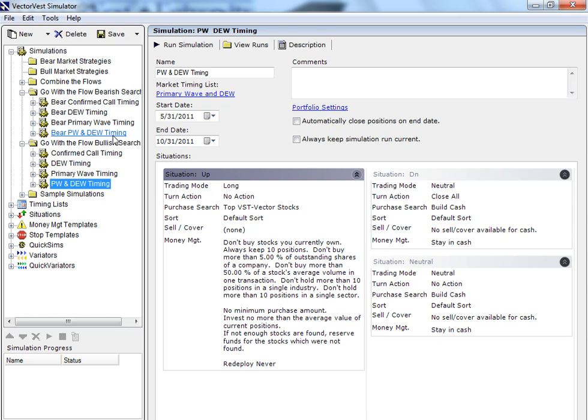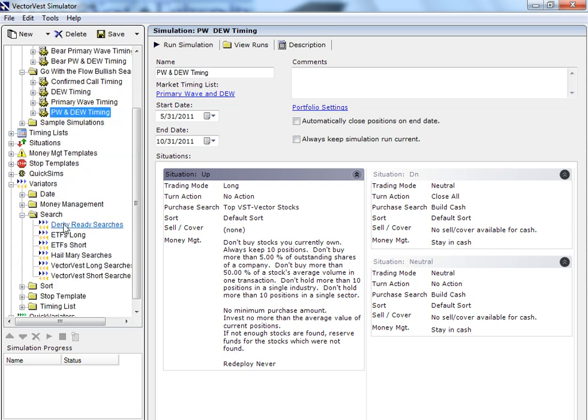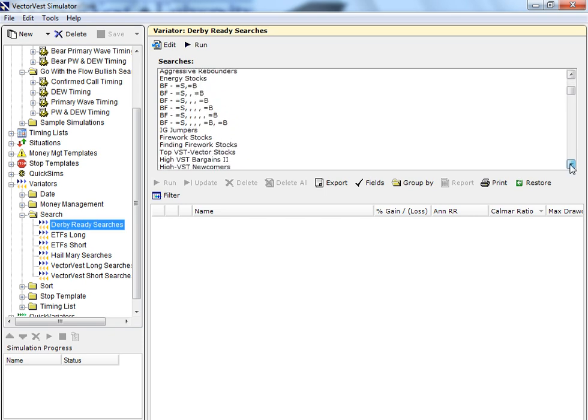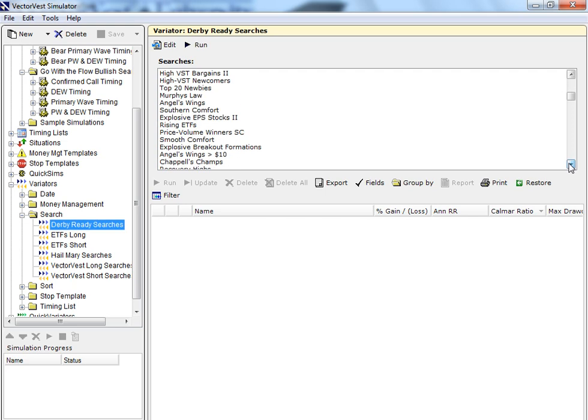Well, we know that there are over 180 searches in the Derby, so that's a lot of searches to go in and run a single backtest and replace the strategy every time. Well, of course, the Variator makes that easy. So I created a Variator for the searches, and I have a Variator here called Derby Ready Searches. In the Variator, then, are all of the searches that are included in the Derby tool in VectorVest 7, with the exception of some of the Pro Trader searches.